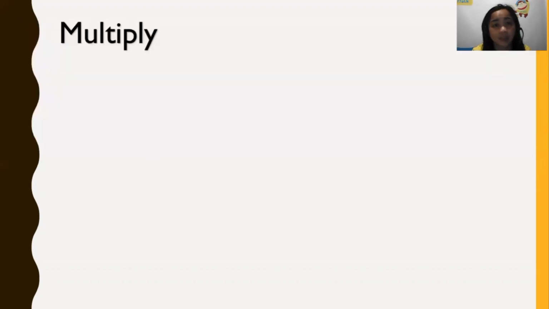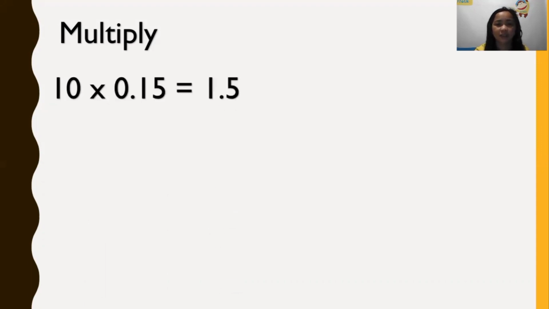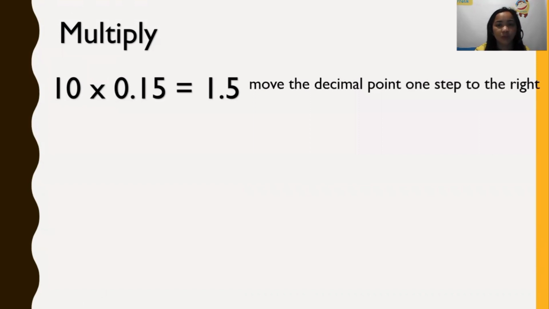Now let's have an example. We have 10 times 15 hundredths. Look at the answer. The answer is 1 and 5 tenths. Move the decimal point one step to the right. From 15 hundredths, just move one step, so we have 1 and 5 tenths.